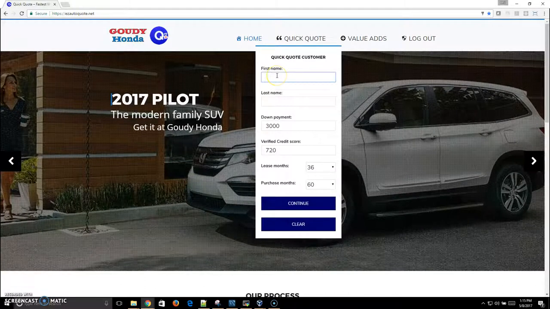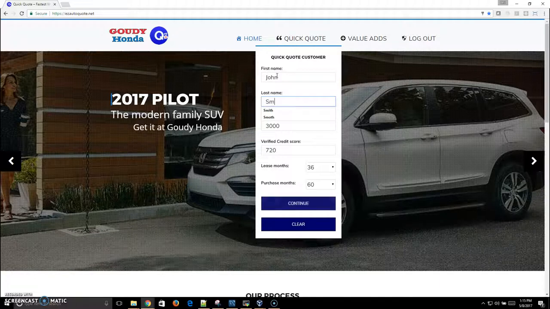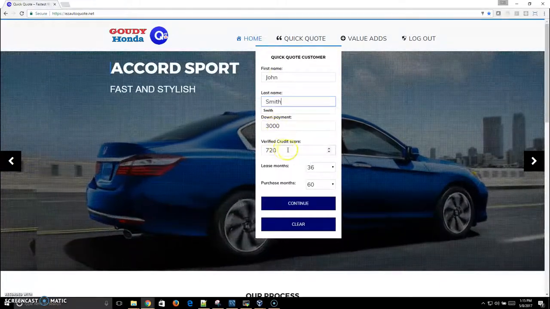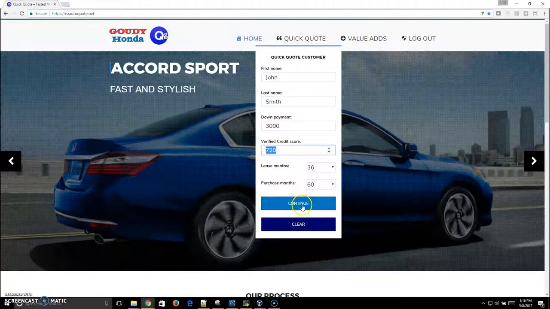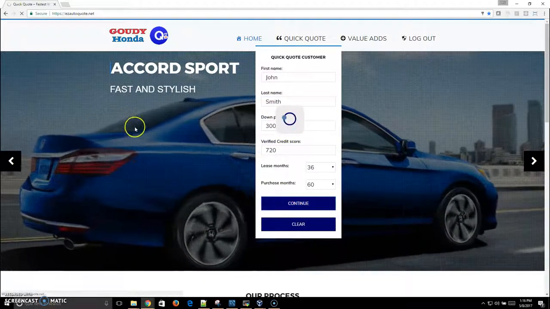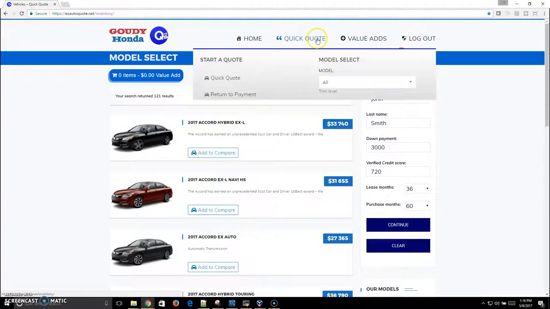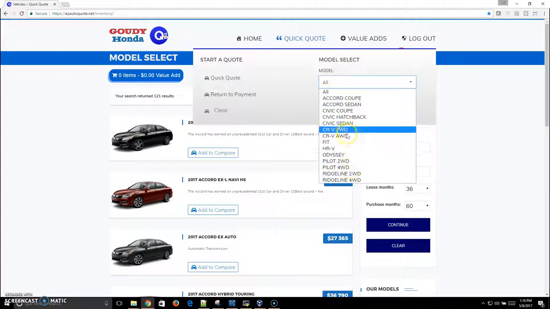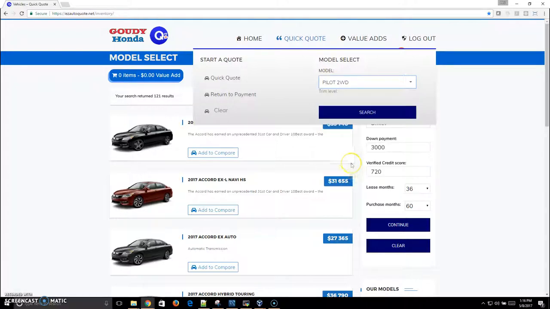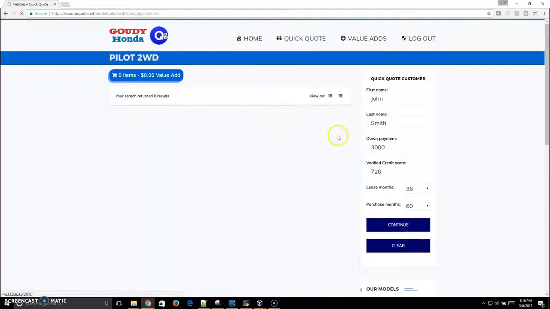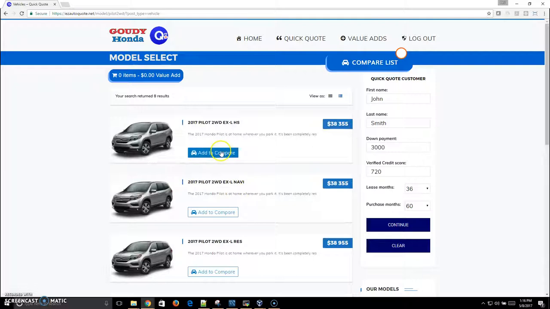We've got a customer named John Smith, and John is interested in SUVs. John plans on putting down $3,000 and has a pretty good credit rating at 720. So we continue, and then we're going to select the vehicles for comparison. He said he was interested in SUVs, so we're going to look at the Pilot two-wheel drive. We can also filter down on specific trim levels, but say he would like to see this vehicle and this vehicle.